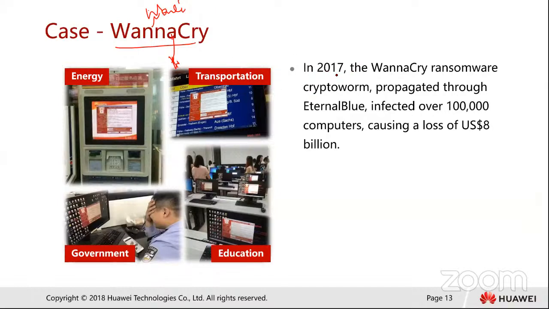So in 2017, the WannaCry ransomware, or what they're calling the crypto worm, propagated through the internet and infected over 100,000 computers, causing about $8 billion in damage. That is a lot of money. What it used to do was exploit a vulnerability of Windows port 445. Port 445 is the one used for Server Message Block. It's a protocol. And WannaCry exploited that vulnerability on the Windows operating system. It self-replicated and also included a transport mechanism to automatically spread itself.